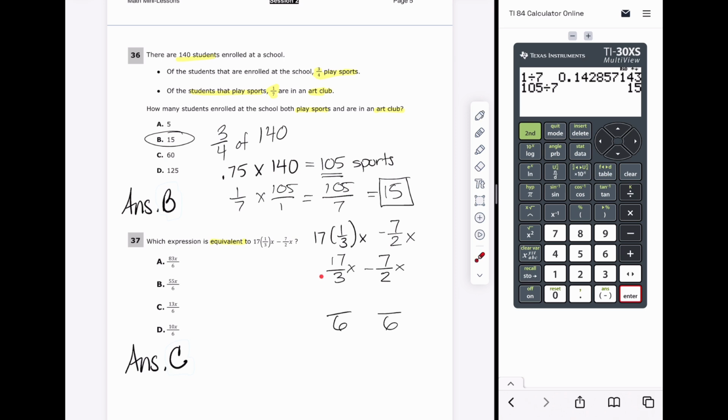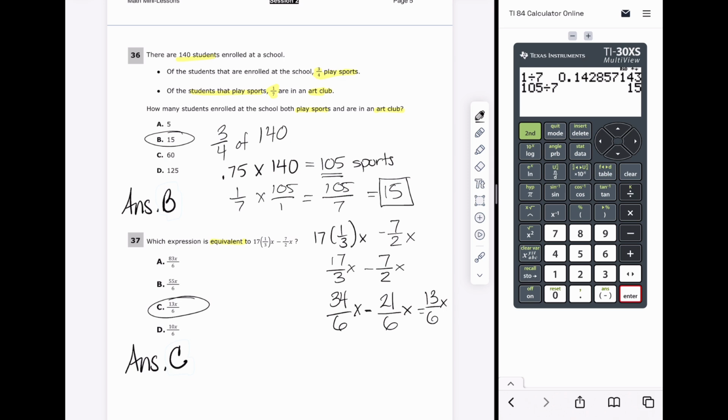Okay, so on this side, I'm going to multiply both of these by 2. And that gives me 34. 17 times 2 is 34. And on the other side, I'm multiplying these by 3. And I'm getting 21. So 34 over 6x minus 21 over 6x is equal to, I get 13 over 6x, which is C.